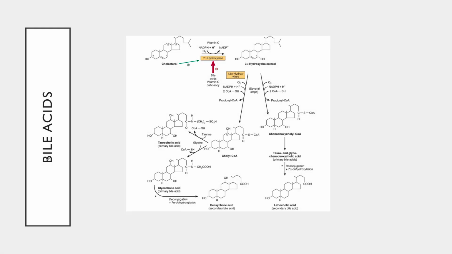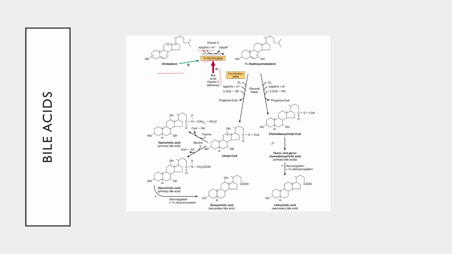So briefly, with respect to the synthesis of bile acids, this occurs in the liver with, again, cholesterol as our starting substrate. The initial reaction and the regulated reaction is by 7-alpha hydroxylase, which can be inhibited by its product, bile acids, and requires vitamin C as well as NADPH. You'll also notice that cholesterol allosterically activates this enzyme. So again, as intracellular pools of cholesterol elevate, this will increase the production of bile acids.